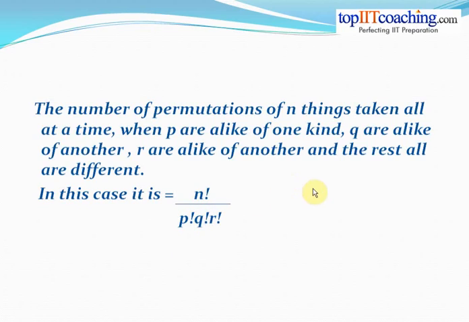So what we have here is, we have got n things and we are going to take all of those things and permute them. But the condition here is, we have P things that are alike of one kind, Q things that are alike of another, R things that are alike of another, and the rest of the things are actually different. So the number of permutations in this case becomes equal to n factorial divided by P factorial into Q factorial into R factorial. Let's go through an example and this will clear this concept.